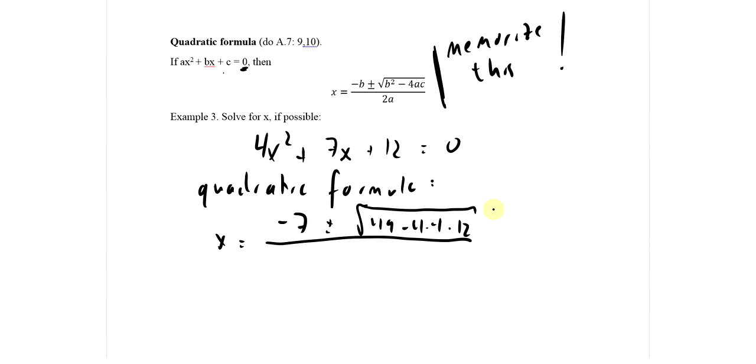That example isn't quite what I wanted. I think I wanted a 3 here, actually. There we go. 4 times 4 times 3. Sorry about that. Okay. All over 2a, which is 8.